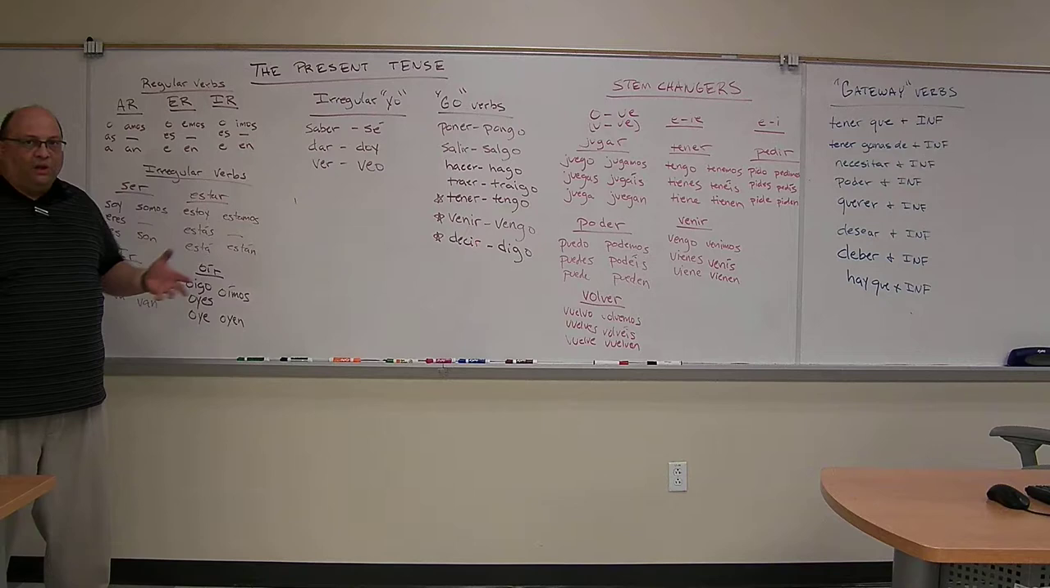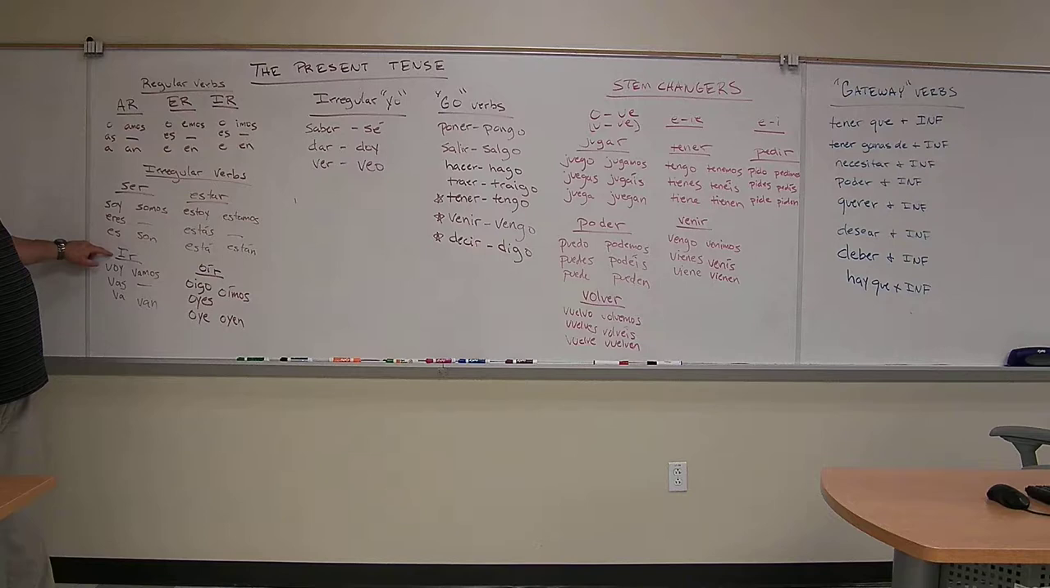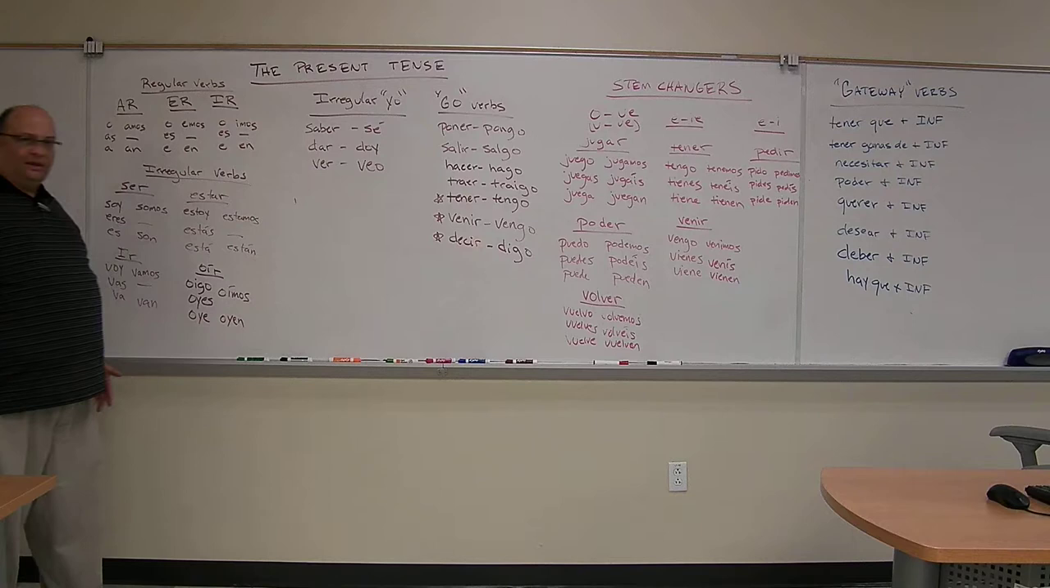Yo voy, tú vas, él va. Ir, IR verb, because it's IR, but look at it. It's actually behaving most commonly like an AR verb. All these endings here are your AR verb endings. Why does it do that? I don't know. That's the way they decided they were going to do it in ancient Spain, and that's how it goes. Yo voy, tú vas, él va, nosotros vamos, ellos van.